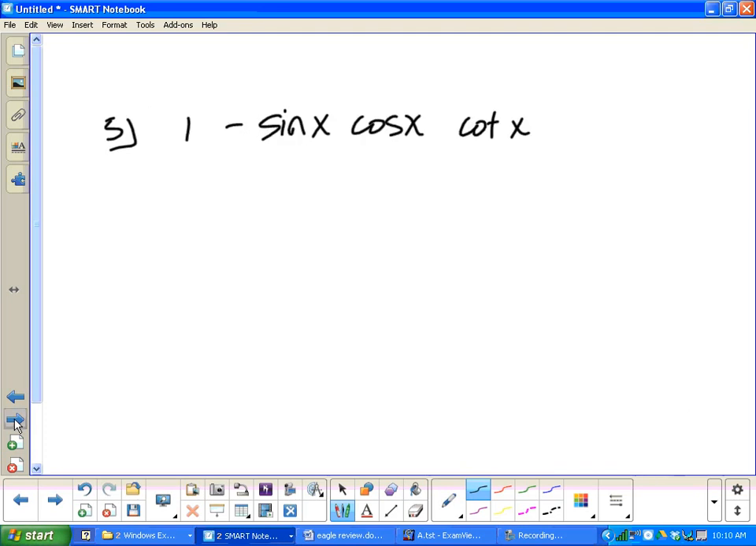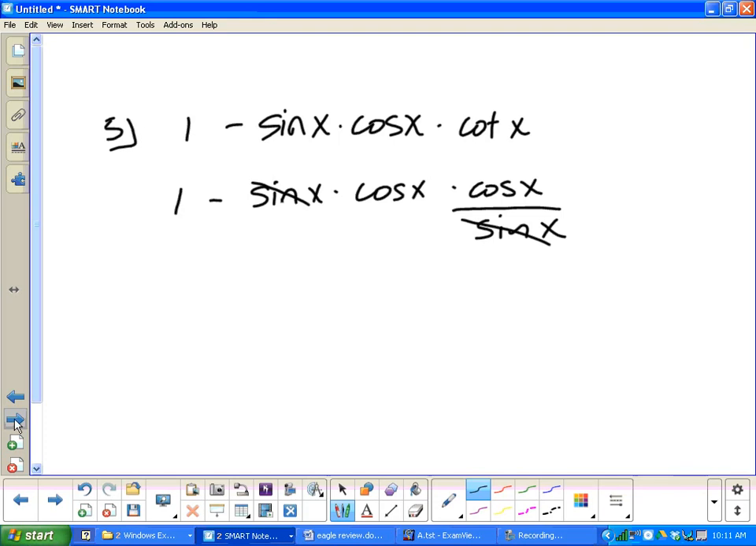All right, let's look at this now. We're missing something here. Got my 1, don't have any squares. All right, but notice this. What are all 3 of these doing right there? Multiplying. So let's change stuff to sine and cosine. Okay, so let's see. Cotangent is cosine x over sine x. So sine x cancels. Right.